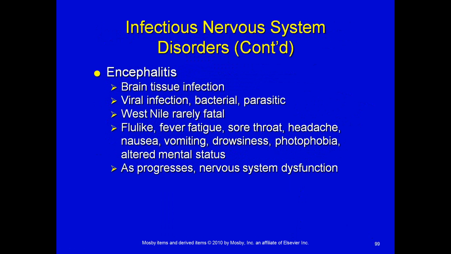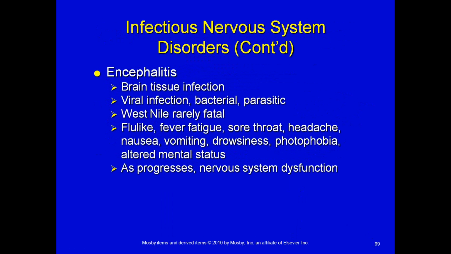Encephalitis is a brain tissue infection where meningitis is an inflammation of the meninges. Encephalitis is an infection of the brain tissue itself. Again, like meningitis, it can be viral, it can be bacterial or parasitic. West Nile is an example of an encephalitis caused by mosquitoes. They present just like meningitis with flu-like fever and fatigue, sore throat, headache, nausea, vomiting, drowsiness. The light hurts their eyes and their mental status is altered.